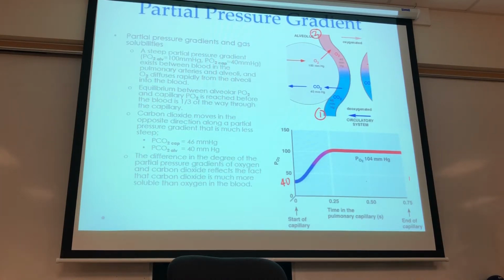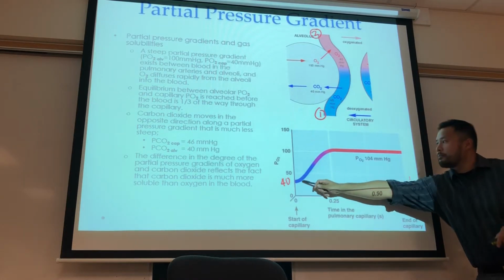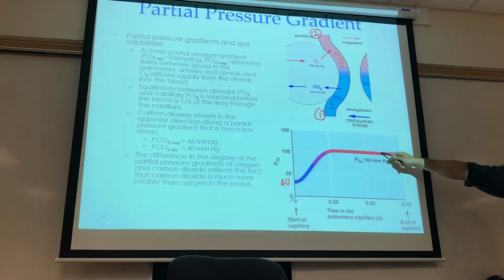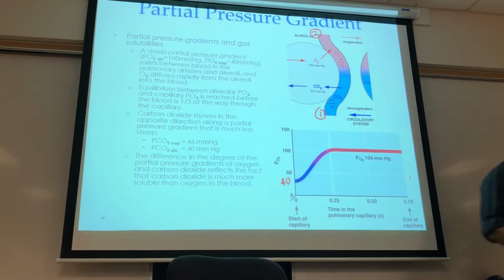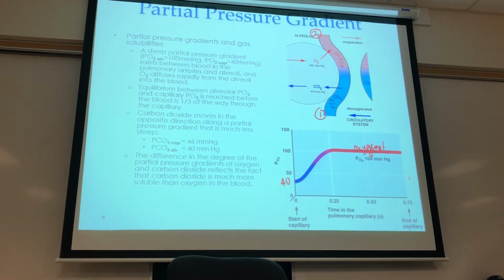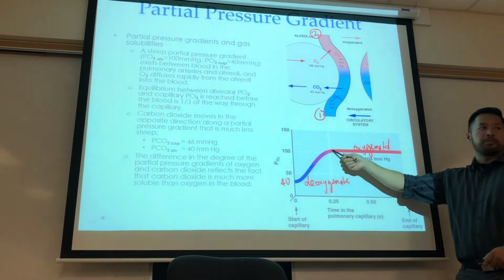So, in effect, what I'm trying to describe is that when we move from the arterial side to the venous side, we're going to pull oxygen from the alveoli to bring it up to 100, and a PO2 of 100 is going to represent our oxygenated blood. This is oxygenated. This is deoxygenated. And our partial pressures are ranging at rest from 40 to 100.